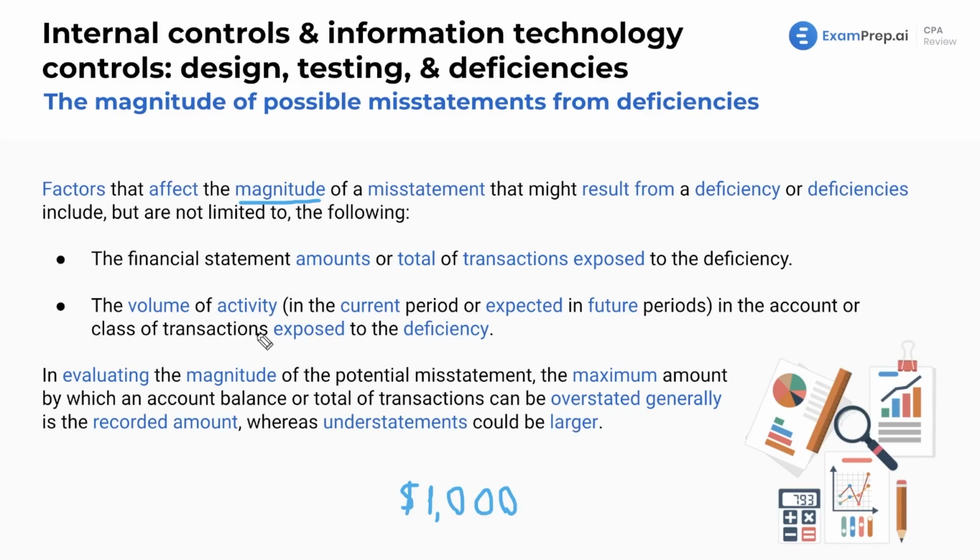Now, the volume of activity is also important, in the current period or expected future periods, in the account or class of transactions that were exposed to the deficiency. In evaluating the magnitude of the potential misstatement, like we said, a potential misstatement doesn't have to be an actual misstatement. The maximum amount by which an account balance or total of transactions can be overstated generally is the recorded amount, whereas understatements could be larger. Taking notes here, very important points to get down about this whole process.